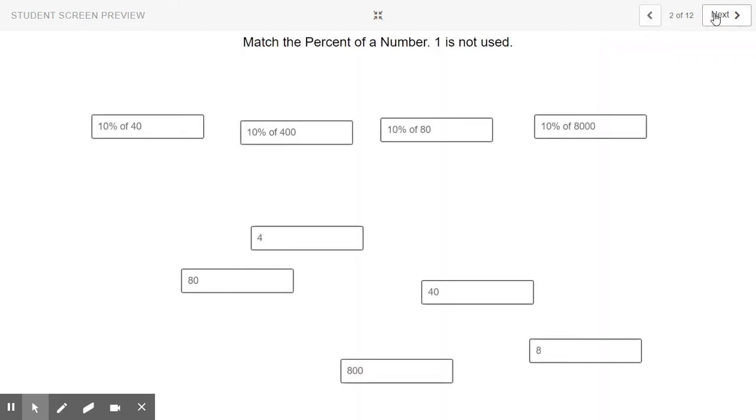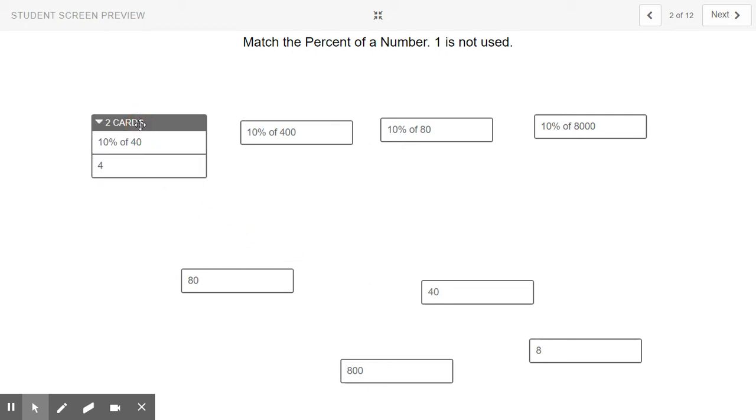Match the percent of a number. 1 is not used. So remember, 10% means you're dividing the number by 10. You're finding a tenth of it. So look at 40. The decimal would be after the 0. Move it 1 to the left. 10% of 40 is 4. 40 divided by 10 is 4.